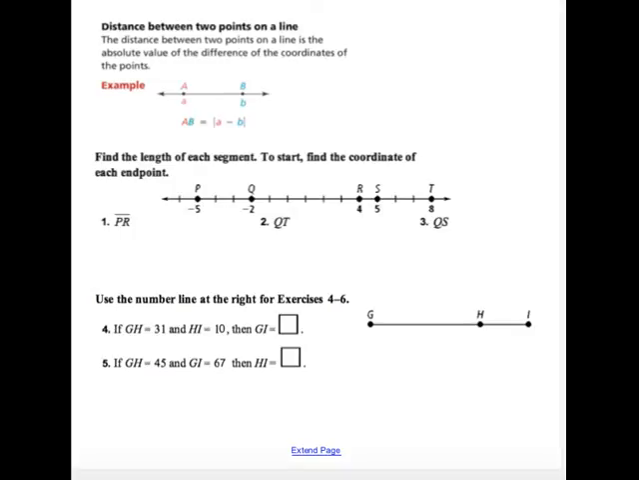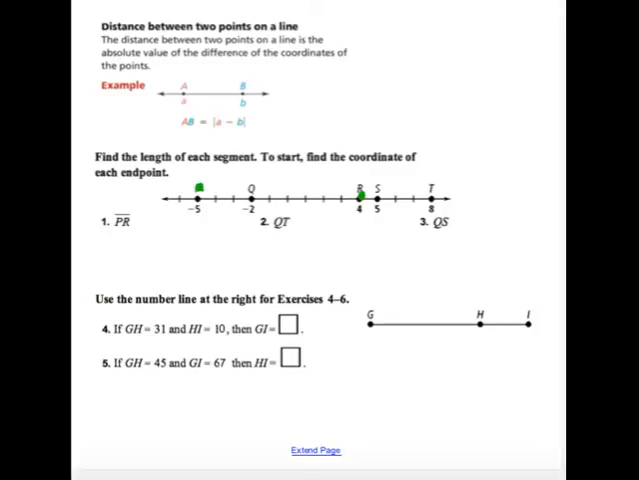When we're given just a number line, all we're going to do is take the absolute value of those two numbers subtracted. Remember, absolute value is the positive version of the distance. So, in example 1, I got segment PR. Remember, no arrows mean segments.